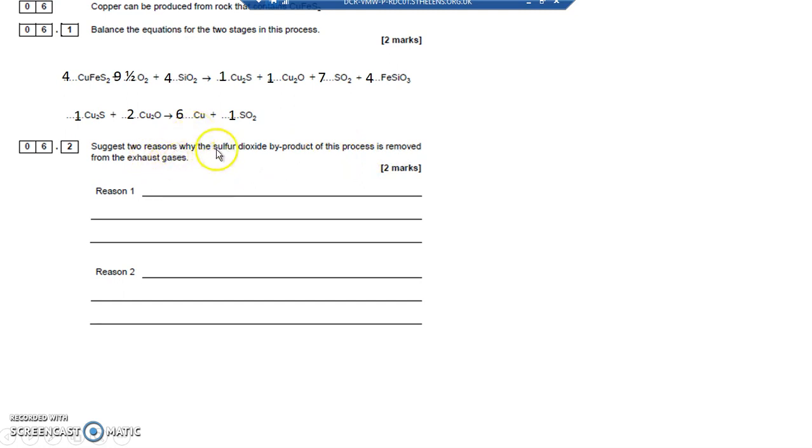Suggest 2 reasons why the sulfur dioxide byproduct of this process is removed from the exhaust gases. Well, if you let sulfur dioxide into the atmosphere, it's going to cause acid rain. Also, sulfur dioxide causes breathing problems and it's poisonous or toxic. Any 2 out of those 3.